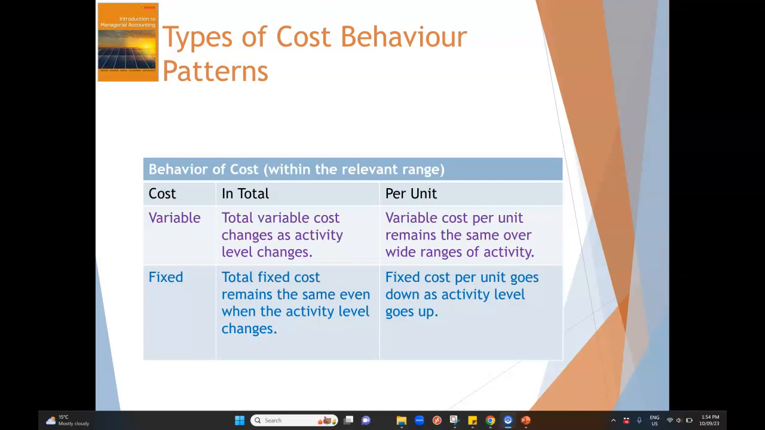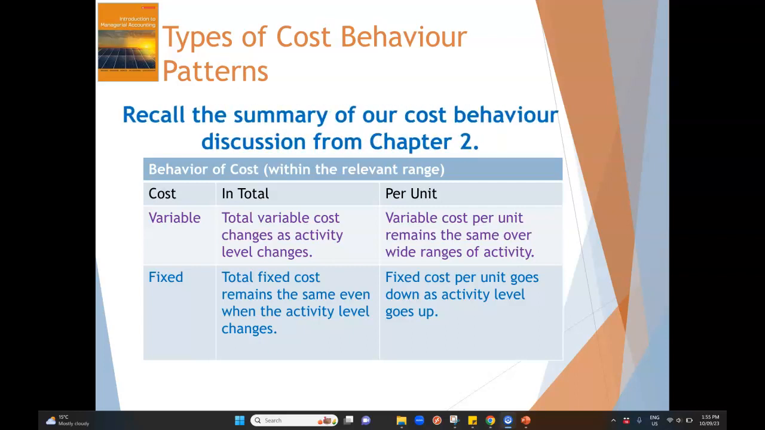Behavior of cost within the relevant range. Variable cost: in total, total variable cost changes as activity level changes. Per unit, variable cost per unit remains the same over wide ranges of activity. Fixed cost: in total, total fixed cost remains the same even when the activity level changes. Per unit, fixed cost per unit goes down as activity level goes up. Recall the summary of our cost behavior discussion from Chapter 2.